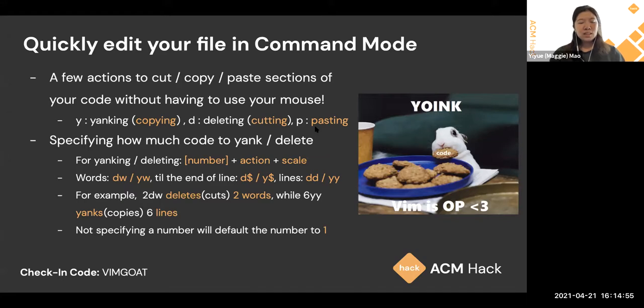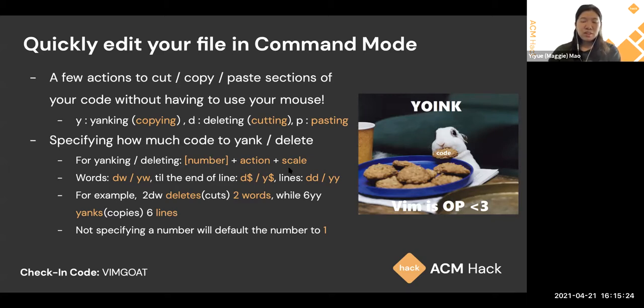But you cannot just enter Y or D because Vim will not know how much code you want to yank or delete. So the syntax to tell the editor how much to yank or delete is right here. It's the number plus action plus scale. The number is optional over here, so I will focus on the action and scale. Action will be either yank or delete, so Y for yank and D for delete.